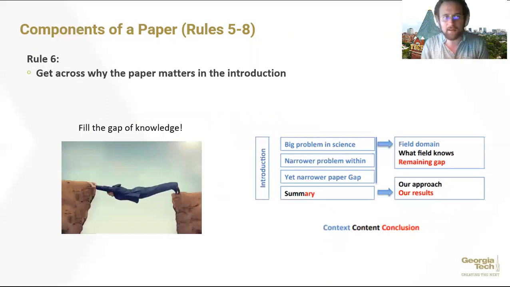Get across why the paper matters in the introduction. So here we have the pictograph highlighting that the gap exists in the current knowledge or method, and you need to show why this is important. It's usually done by a set of progressively more specific paragraphs that culminate in a clear exposition of what is lacking in the literature, followed by a paragraph summarizing what the paper does to fill this gap.